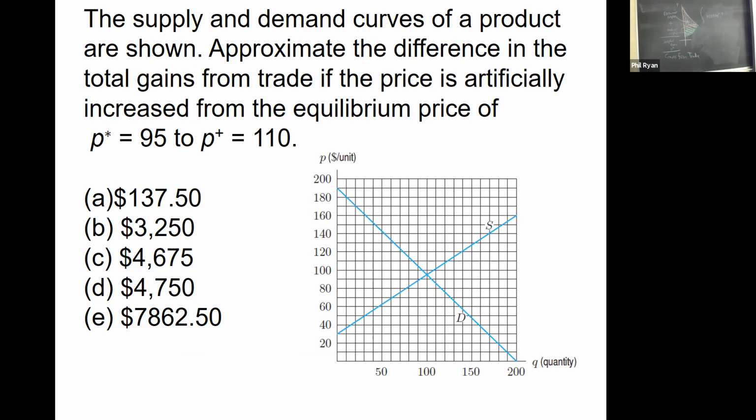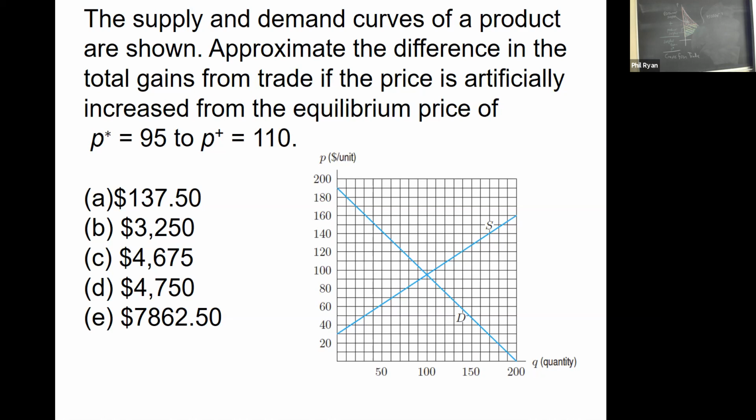So here is a question about what happens if we're trying to do an artificial price. Okay. So we see that the equilibrium price is 100. No, it's 95, is it? Oh yeah, it's supposed to be a little bit over this side, okay? Doesn't look that good, but anyway.